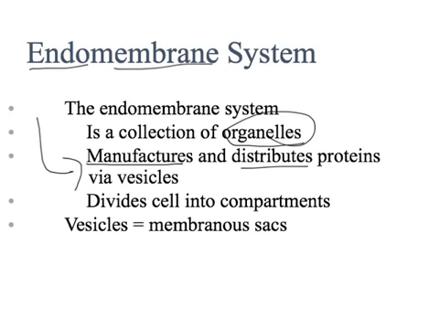And as the proteins are being made, they're going to move from one organelle to the next via what are called vesicles. The vesicles are going to be little sacs that move the protein from one organelle to the next as it's being made. This endomembrane system divides the cell into different compartments, and different parts of the protein-making process occur in different sections of the cell. And again, vesicles we're just going to define as membranous sacs, basically. So let's look at this.